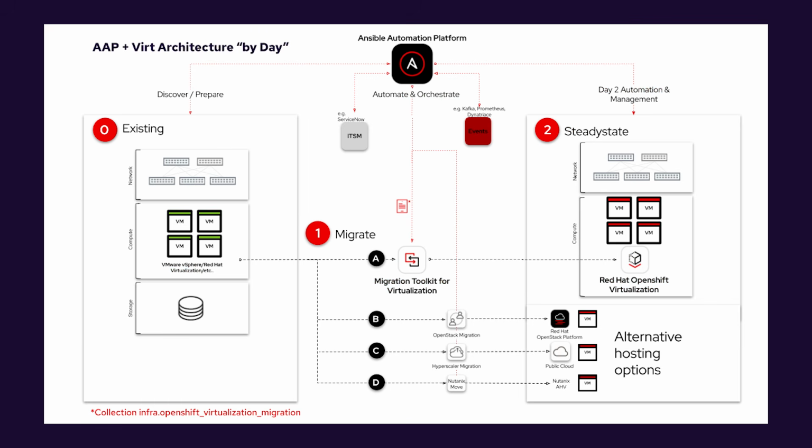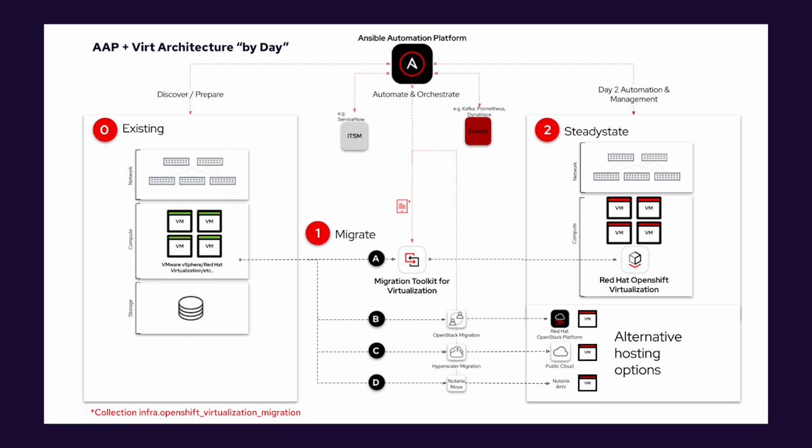To give you an overview of the workflow and how the technologies interact with each other, let's take a look at this architecture. As you can see here, we have two main environments at a minimum. The existing environment represents your traditional VM platform, where you want to migrate your virtual machines from, such as Red Hat Virtualization, VMware vSphere, and so on. On the other hand, you have the steady-state environment, where you want to migrate your virtual machines to, which represents the Red Hat OpenShift cluster with Red Hat OpenShift Virtualization.